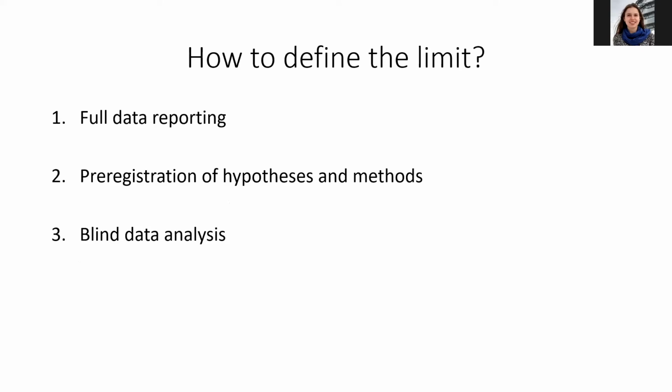So there's likely to be a middle ground between telling everything and falling into this selective reporting trap. The authors of the paper I'm basing the discussion on propose 3 ways of avoiding bias. All of them comprise defining the inclusion and the exclusion criteria independently of the obtained results. So the solution could be either full data reporting, pre-registration of hypotheses and methods, as well as blind data analysis. So let's see each of them individually.